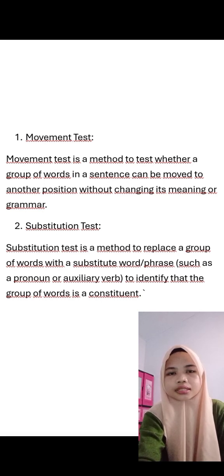The second is substitution test. Substitution test is a method to replace a group of words with a substitution word or phrases such as a pronoun or auxiliary verb to identify that the group of words is a constituent.